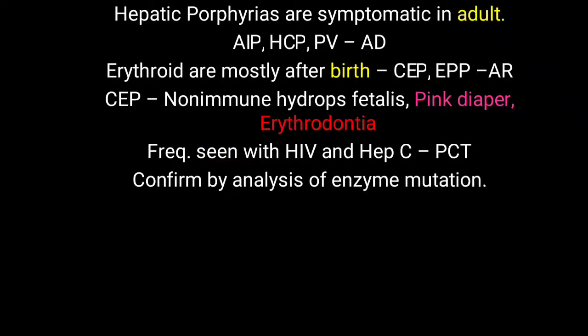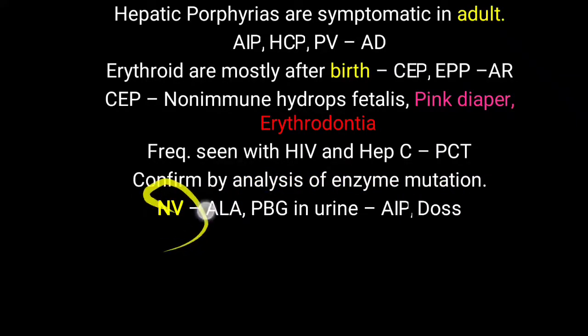So if the patient is giving a history of hepatitis C and HIV as an adult, that will give a clue about Porphyria cutanea tarda. Further confirmation is possible only by analysis of the enzyme mutation.